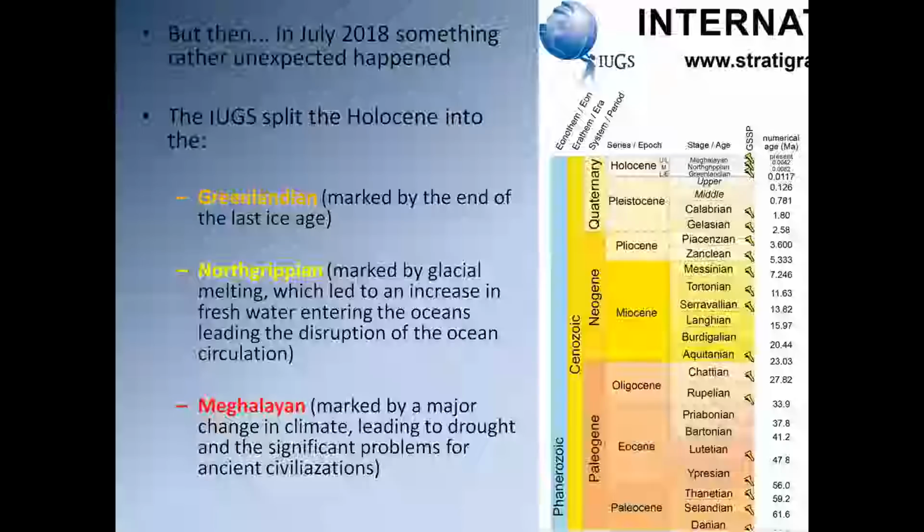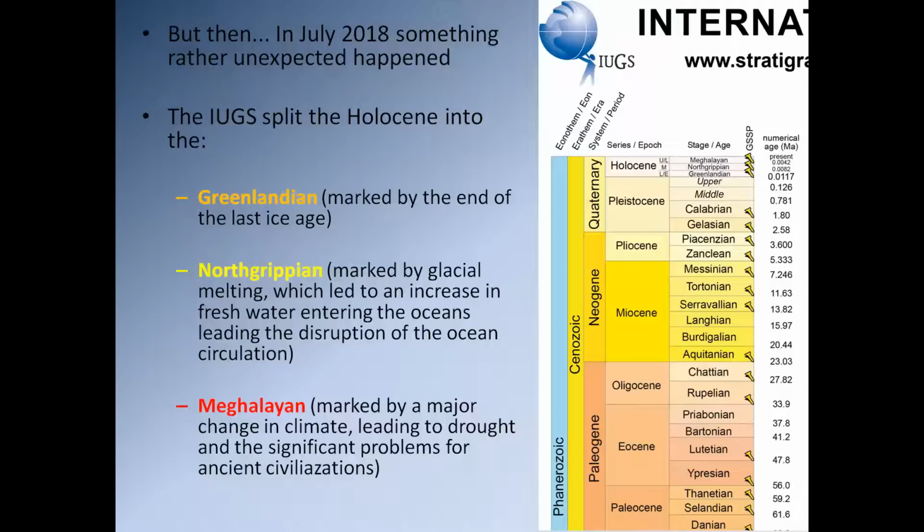So these ages within the Holocene are defined by the following. The Greenlandian is obviously marked by the end of the last ice age, and the North Grippian is marked by a large quantity of glacial melting, which led to an increase in fresh water entering the oceans, and that led to the disruption of ocean circulation. And we can see that in the geologic records. That's when the North Grippian starts. It starts around 8,000 years ago and goes through to about 4,000 years ago.